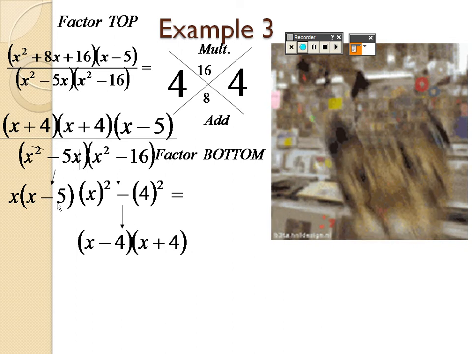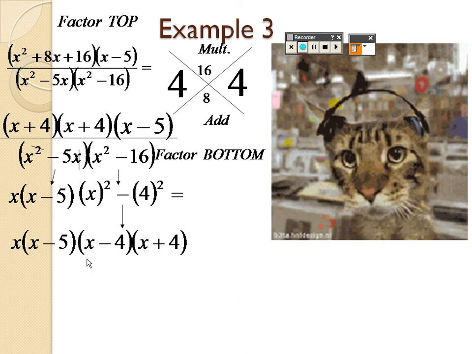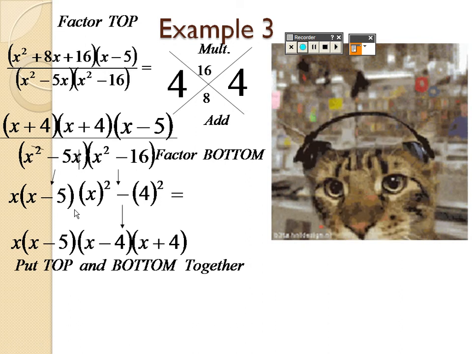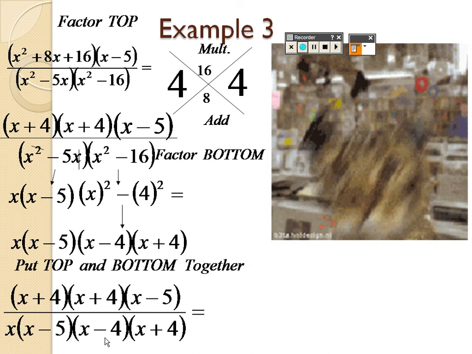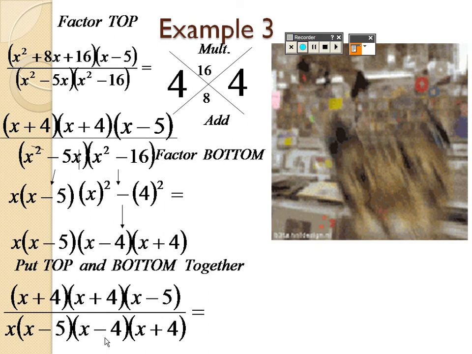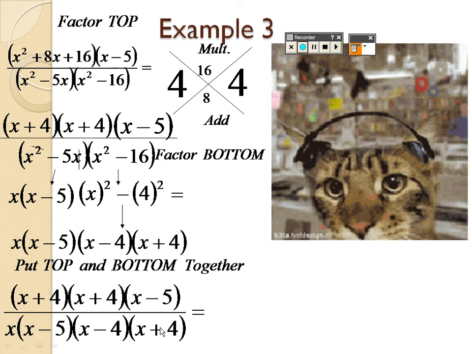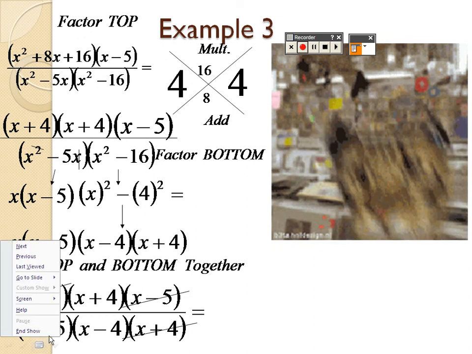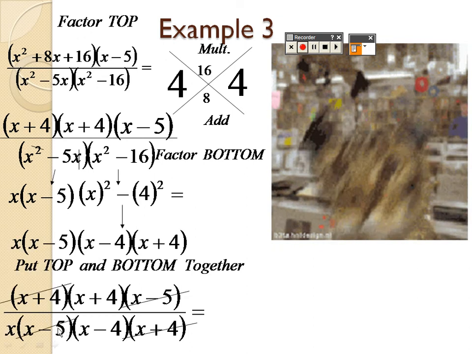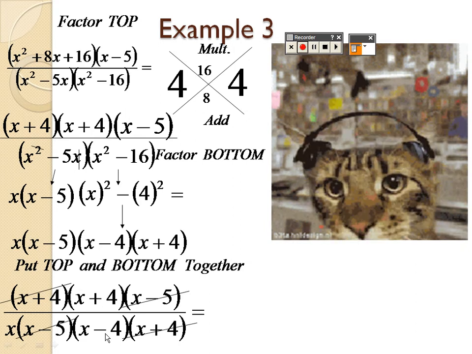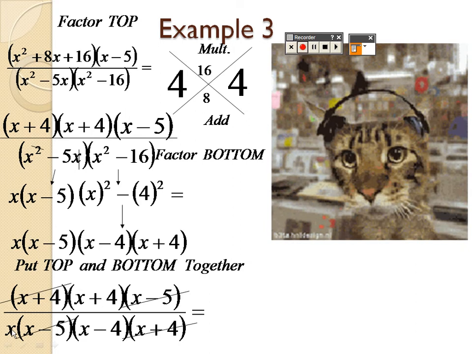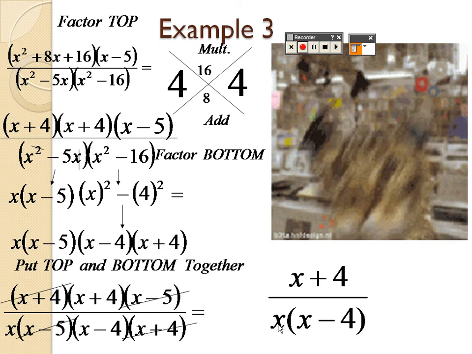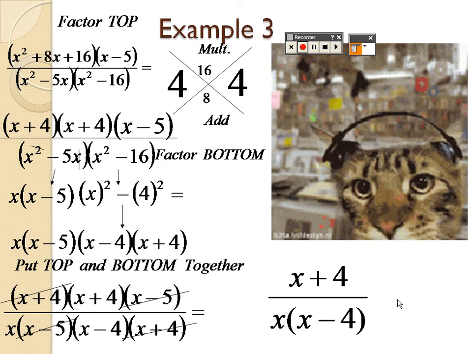And I have the x minus 5 and I have the x. So this is my whole bottom. And this is my whole top. So this is what we're looking at with them together. There's a whole bunch of stuff that crosses out now, right? I have an x plus 4 and an x plus 4. They'll cross right out. An x minus 5 and an x minus 5. They'll cross out. But a plus 4 and a minus 4 don't cross out. And I still have that x. So what I'm left with is an x plus 4 and on the bottom an x times x minus 4 as my answer.